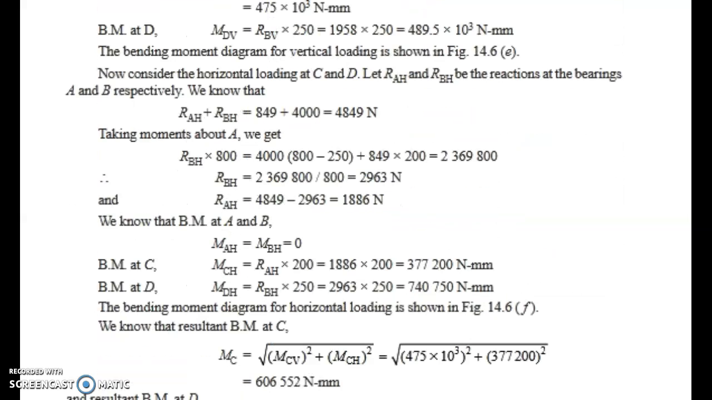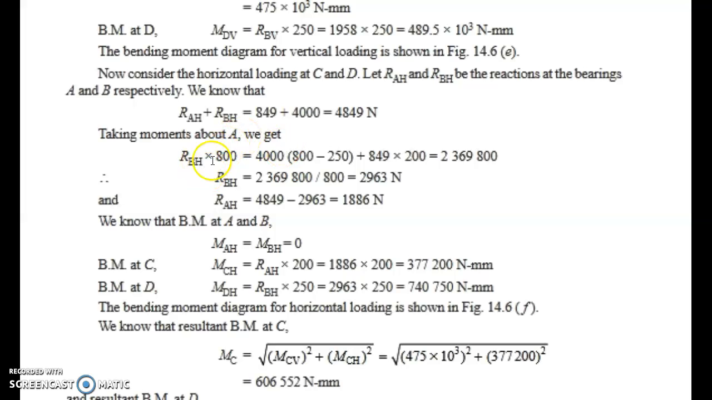Similarly, in the same manner, we can find the values of MAH and MBH. How can we find them? Before that, we have to find the values of RAH and RBH. How will we find RAH and RBH? RAH plus RBH is equal to 4849. Using this equation, we can find RAH and RBH.